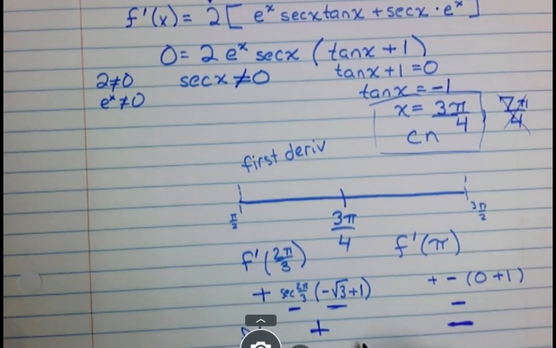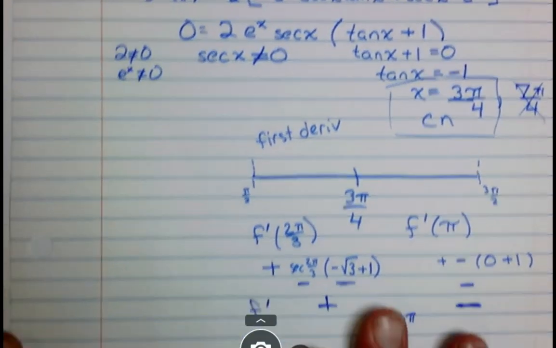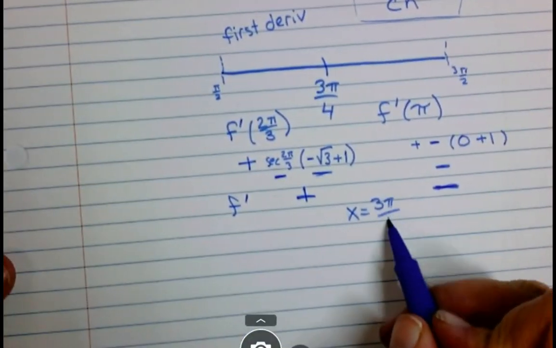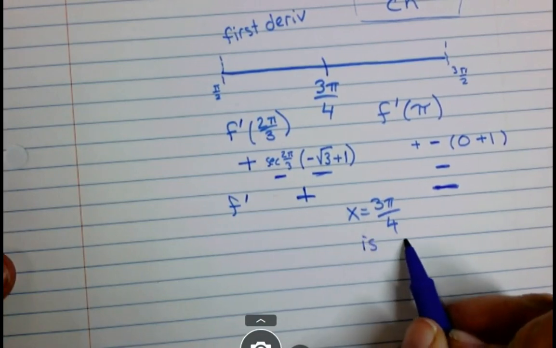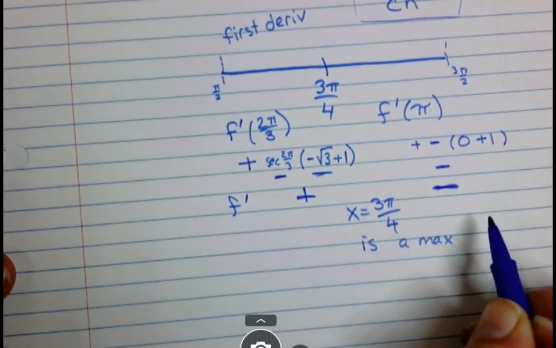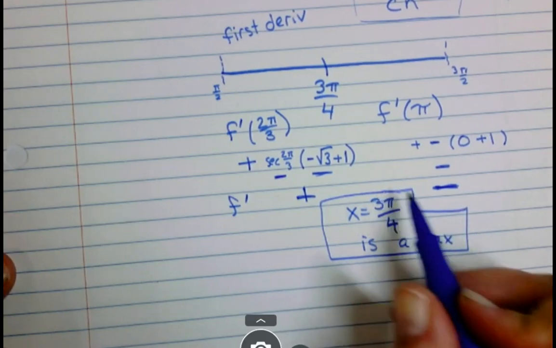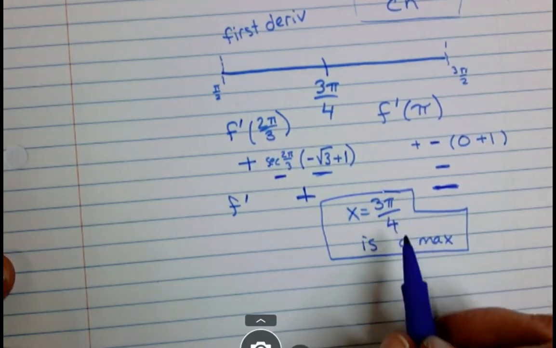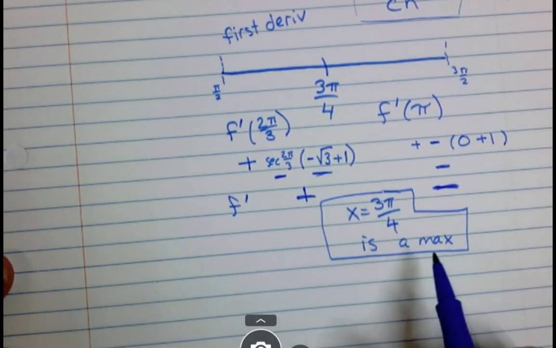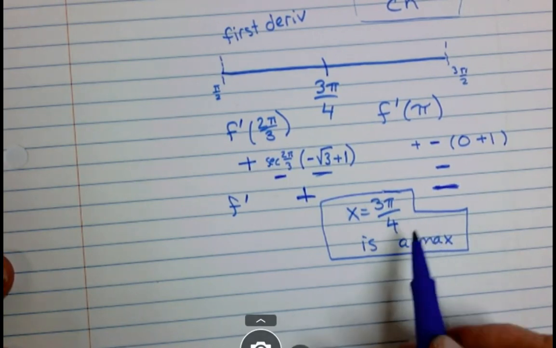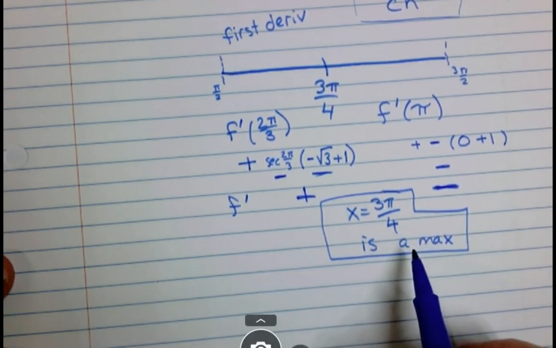So finally, we found a max. x equals 3 pi over 4 is a maximum. And again, this one was really hard to see, even on Desmos. I had trouble finding this max, and I had to use some mad skill to get that into the window.